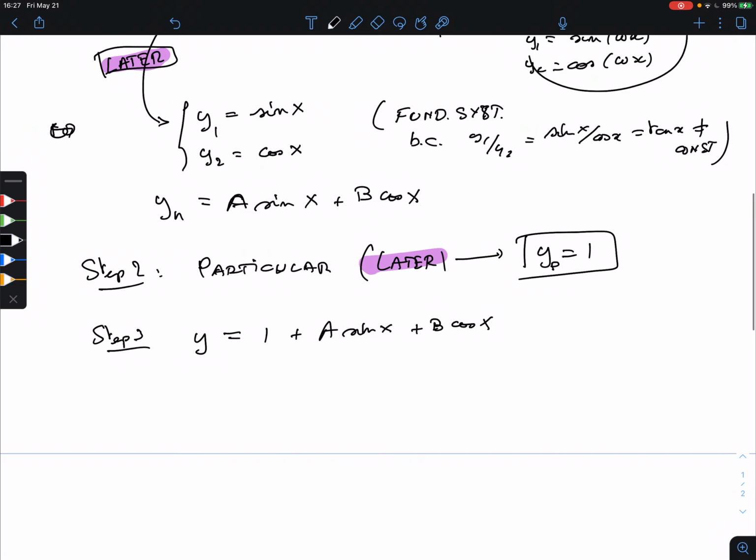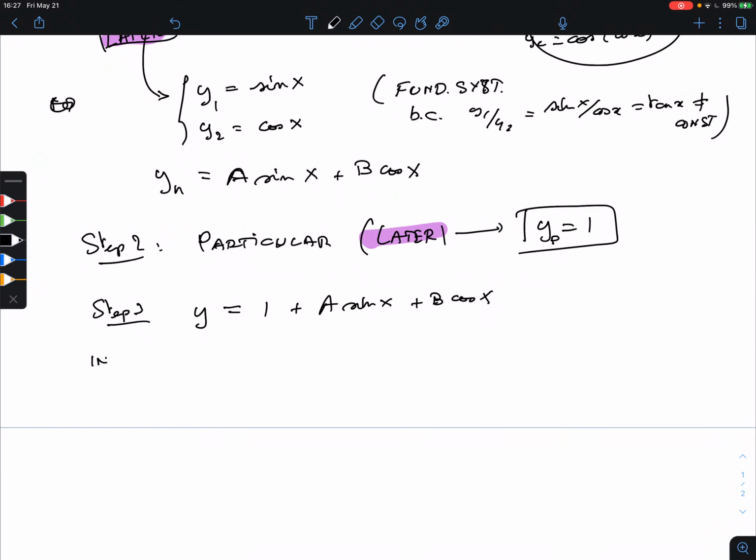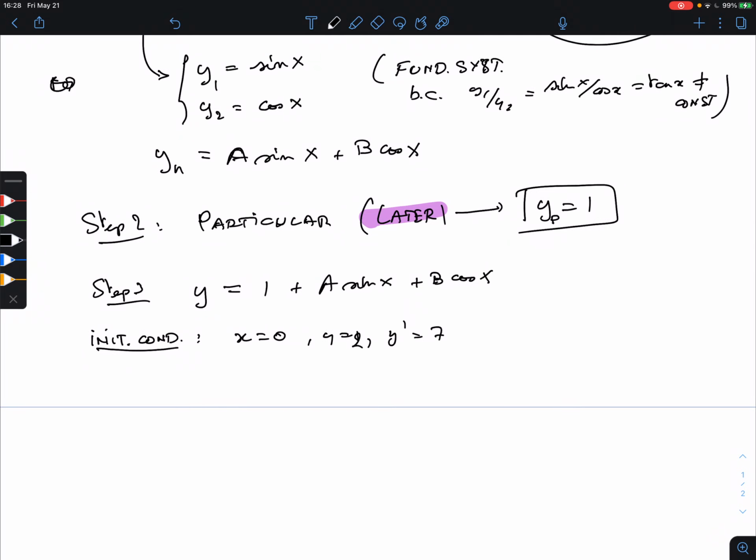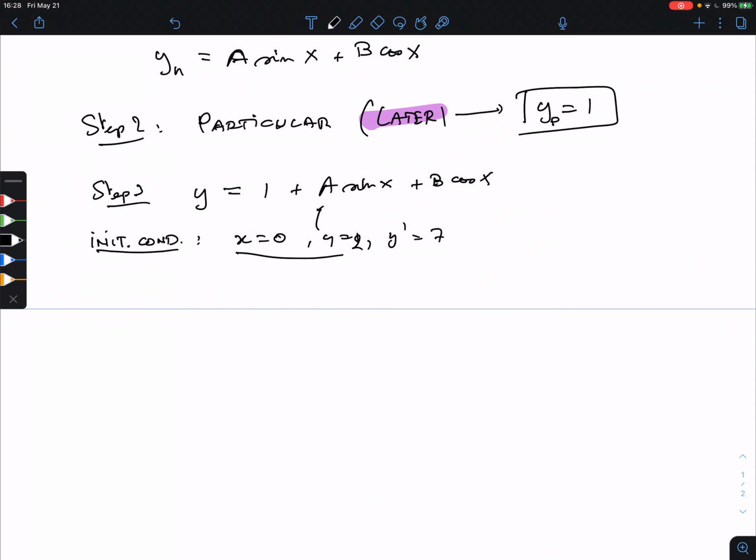And then step 4. Perhaps the same step. We now do the initial condition. So if x is 0, y was 2, and the derivative was 7. So we plug these two in here, we get 2 equals 1 plus a times the sine of 0, plus b times the cosine of 0. But of course, this is 0 and this is 1, so we get 2 is equal to 1 plus b, so we see that b is 1.